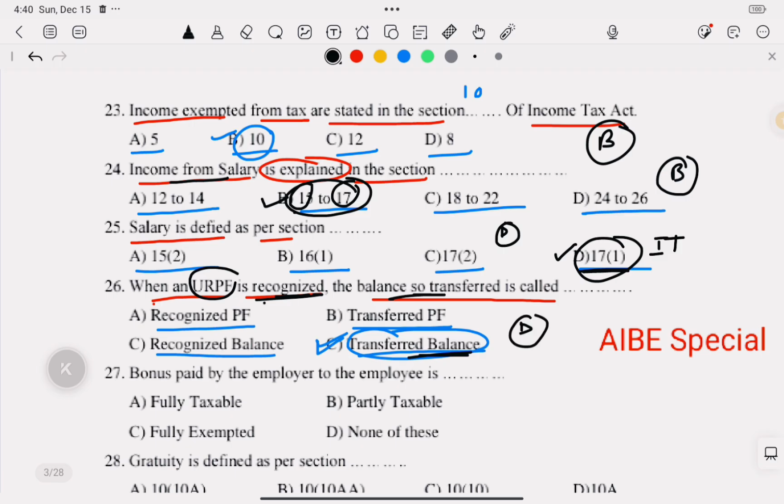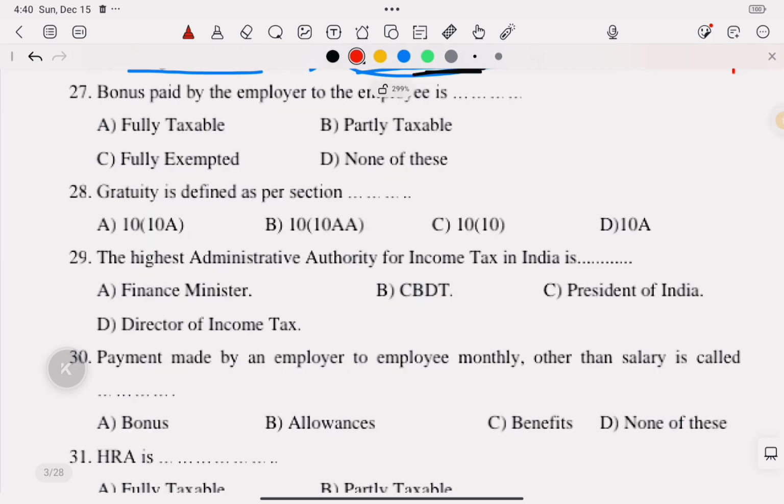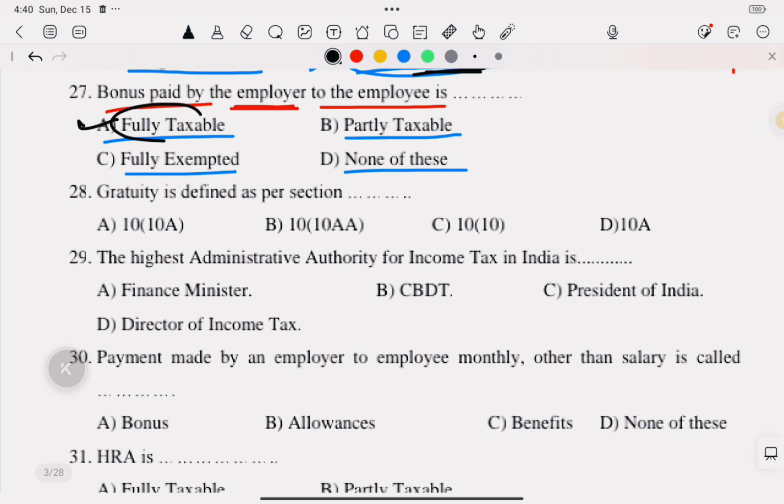Now moving to the next question. Bonus paid by the employer to the employee is which of the following options? Option A, fully taxable. Option B, partly taxable. Option C, fully exempted. Option D, none of the above. The correct option would be option A, that means fully taxable. Bonus paid by the employer to the employee is fully taxable.